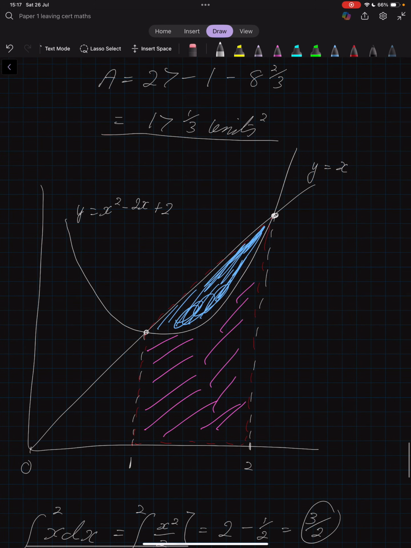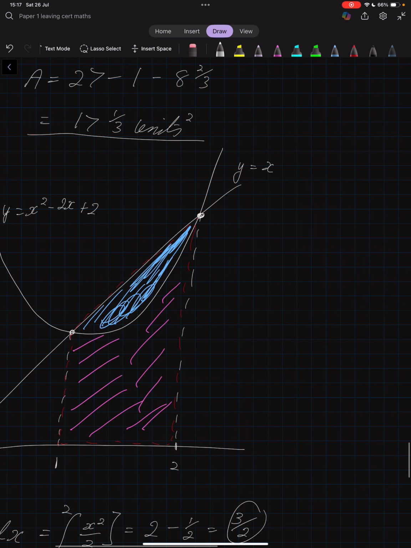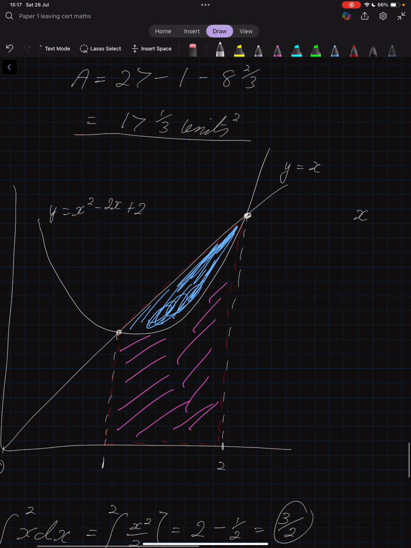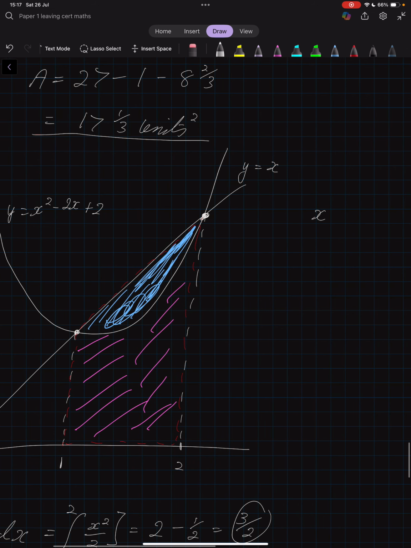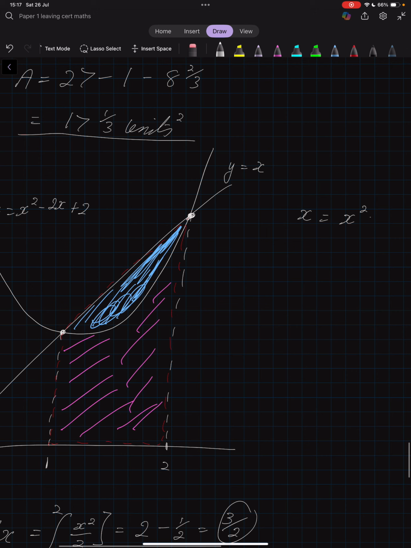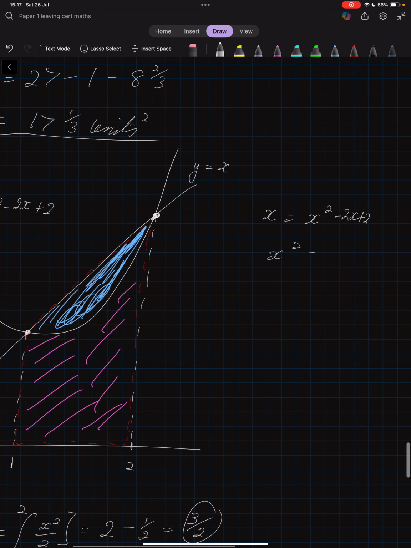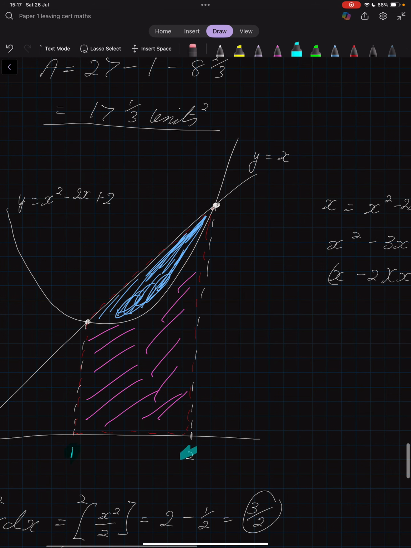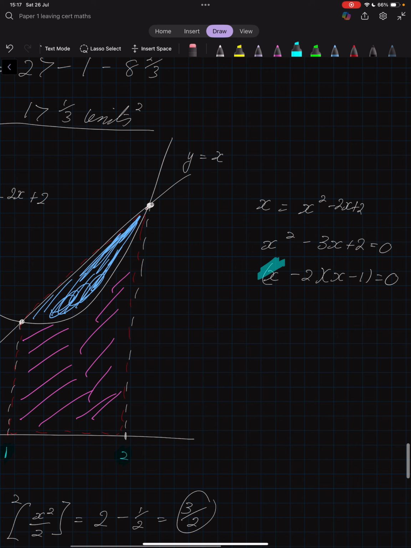And here they gave you the points of intersection. They are 1 or 2. If you didn't know that, you would simply say, okay, when are the y values the same? When x is equal to x squared minus 2x plus 2, you get x squared minus 3x plus 2 equals 0. Solve this quadratic, it factorizes into x minus 2, x minus 1, and therefore we got that it was 1 and 2 from this.